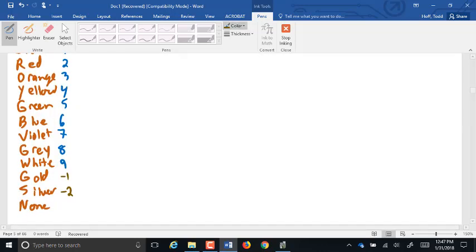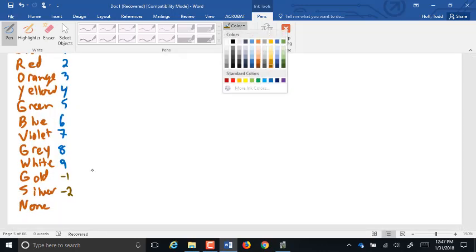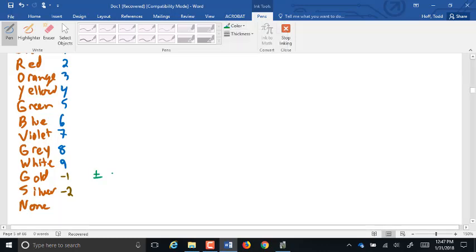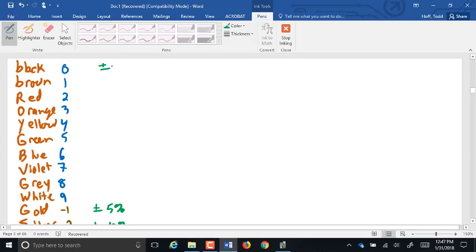For tolerances, of course, gold is plus or minus 5%, silver is plus or minus 10%, and none. Sometimes they use black instead of no tolerance band, plus or minus 20%. So if there's black in that tolerance band, it is plus or minus 20%. Brown is actually plus or minus 1%, and red is plus or minus 2%.